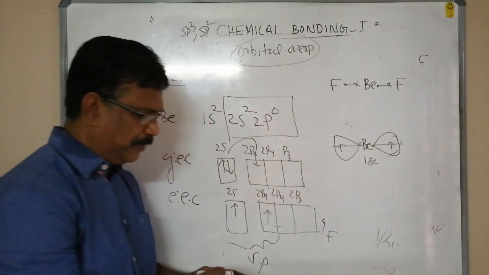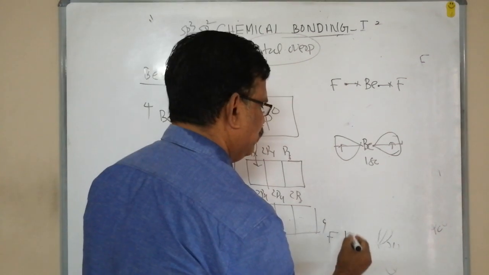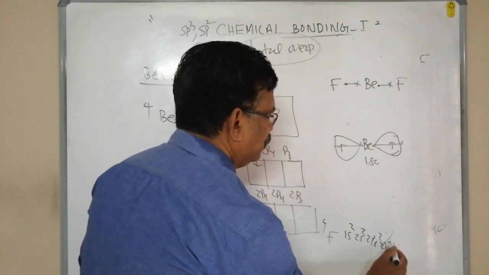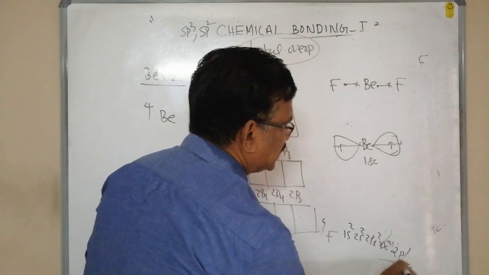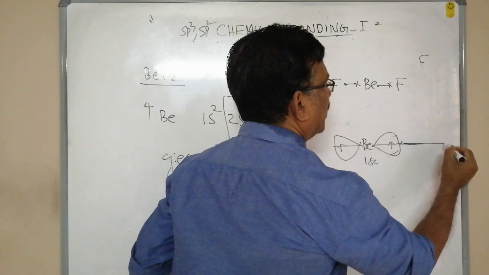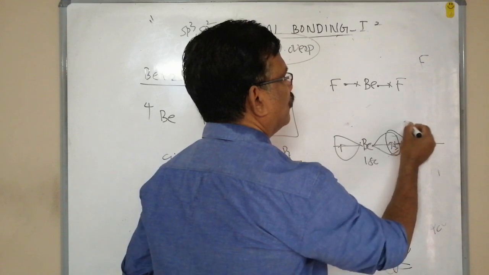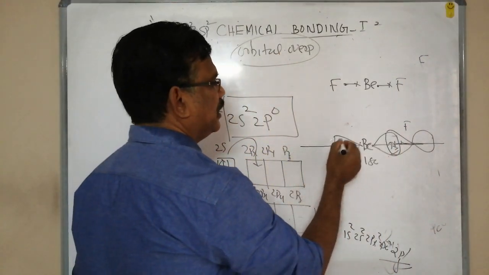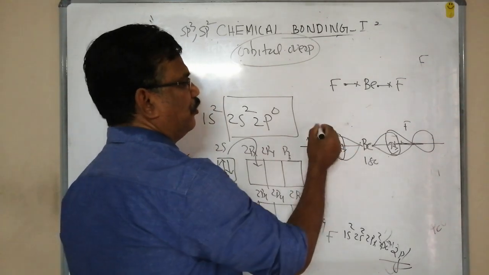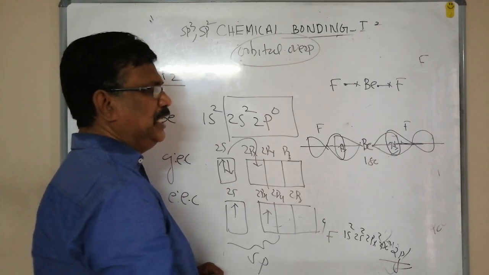Discussed so far, fluorine atomic number 9. Once more: 1s2, 2s2 fulfilled, 2px2, 2py2, 2pz1. This is the unstable orbital that will come and overlap. A fluorine atom is approaching and overlapping like this with one electron. Another fluorine will come here and overlap with the other one, one more electron. So BeF2 is formed.